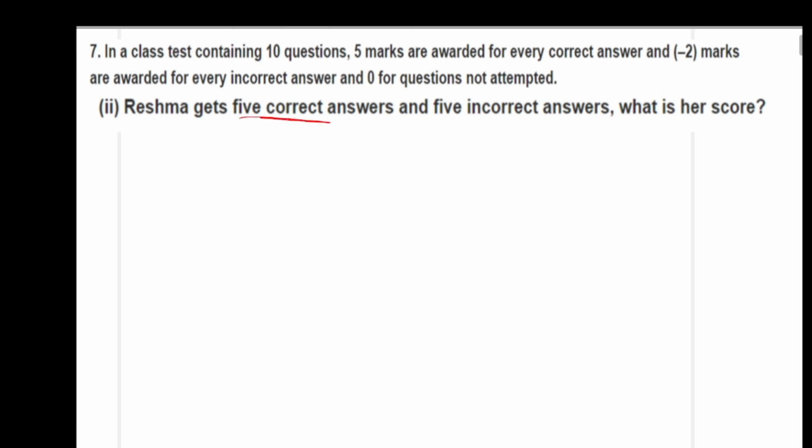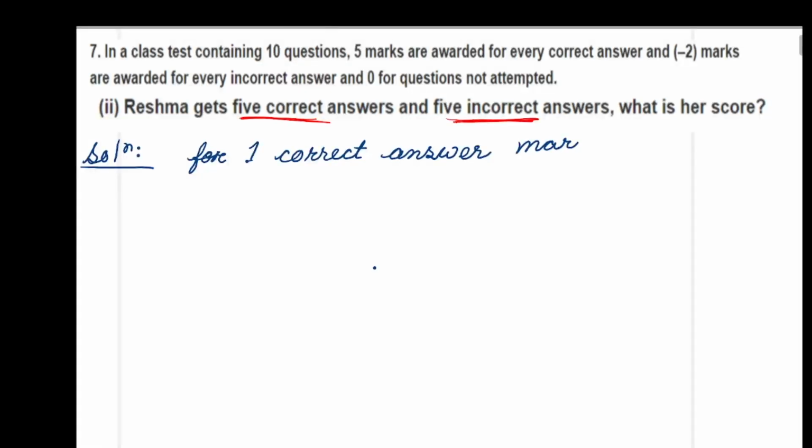Reshma gets 5 correct and 5 incorrect answers. Okay. Now we have to find out for Reshma. So, solution: we have to write, for one correct answer, marks equal to what? 5. Sorry, marks equal to 5. Okay.